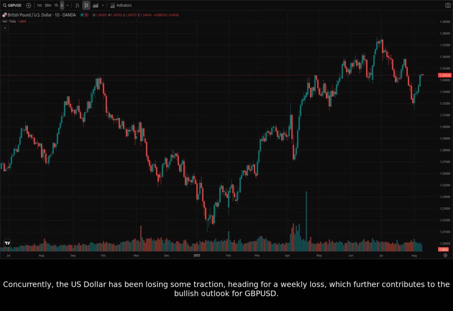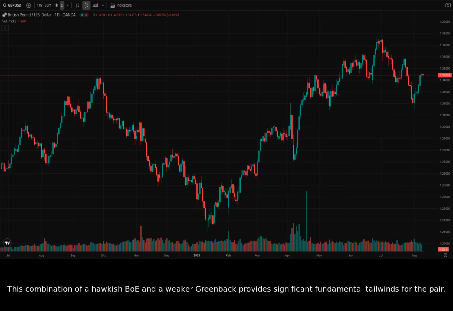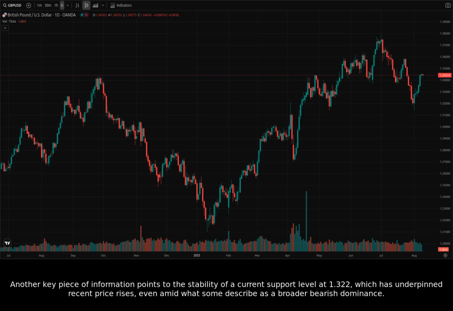Concurrently, the US dollar has been losing some traction, heading for a weekly loss, which further contributes to the bullish outlook for GBPUSD. This combination of a hawkish BoE and a weaker greenback provides significant fundamental tailwinds for the pair. Specific reports highlight GBPUSD turning positive near the 1.3450 zone, successfully bouncing off daily lows. Another key piece of information points to the stability of a current support level at 1.322, which has underpinned recent price rises, even amid what some describe as a broader bearish dominance.